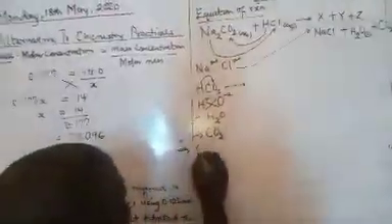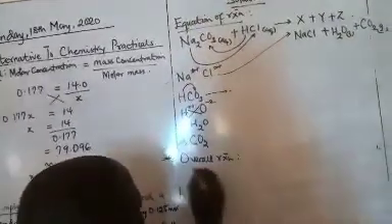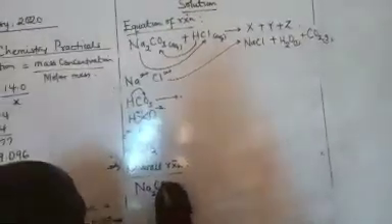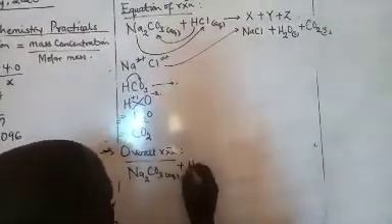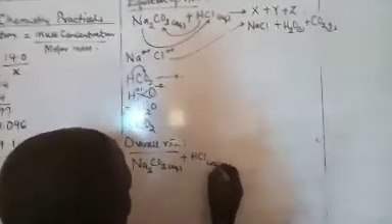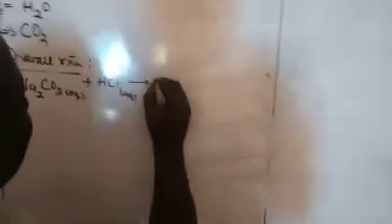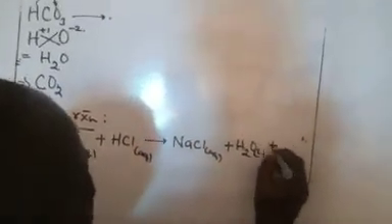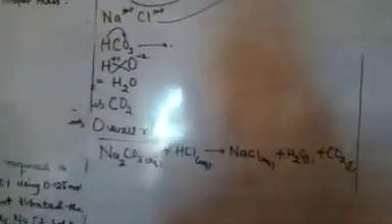So my overall reaction now becomes Na2CO3, that's sodium trioxocarbonate(IV), aqueous, reacting with hydrochloric acid in the aqueous state. Then the first thing I have here is NaCl, aqueous, plus water, liquid, and plus CO2 gas. I've been able to deduce the three components, that is the products.